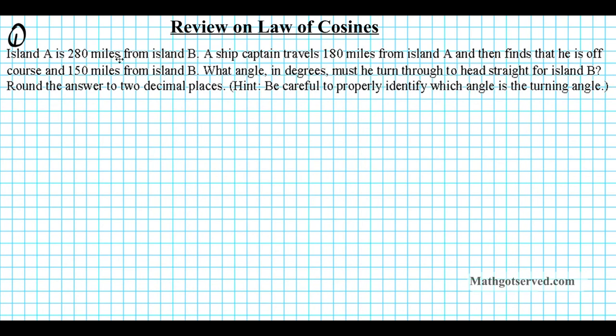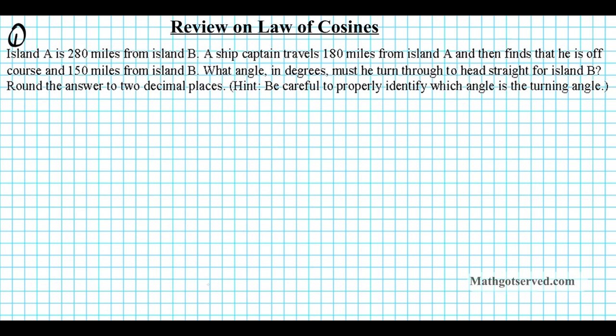It says island A is 280 miles from island B. A ship captain travels 180 miles from island A and then finds that he is off course and 150 miles from island B. What angle in degrees must he turn through to head straight for island B? Round your answer to 2 decimal places.